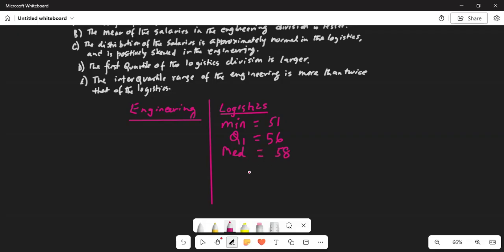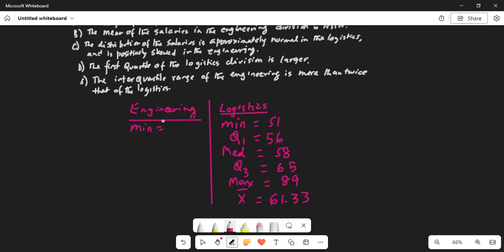Then I scroll down to get Q3, third quartile, which is 65. And then I get the maximum, which is equal to 89 for logistic. And if I move up, I'll get the mean also. X bar, the sample mean, is 61.33.